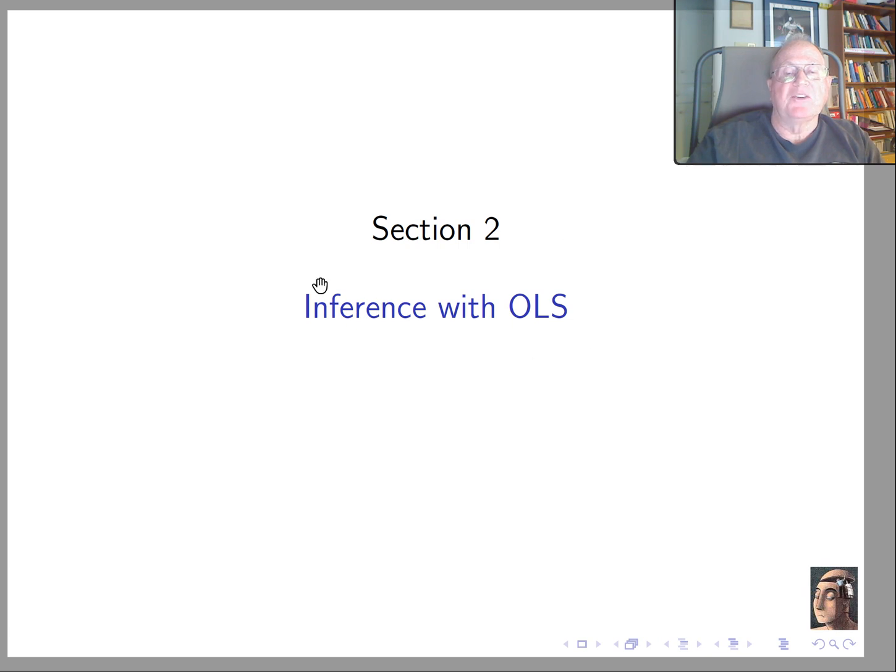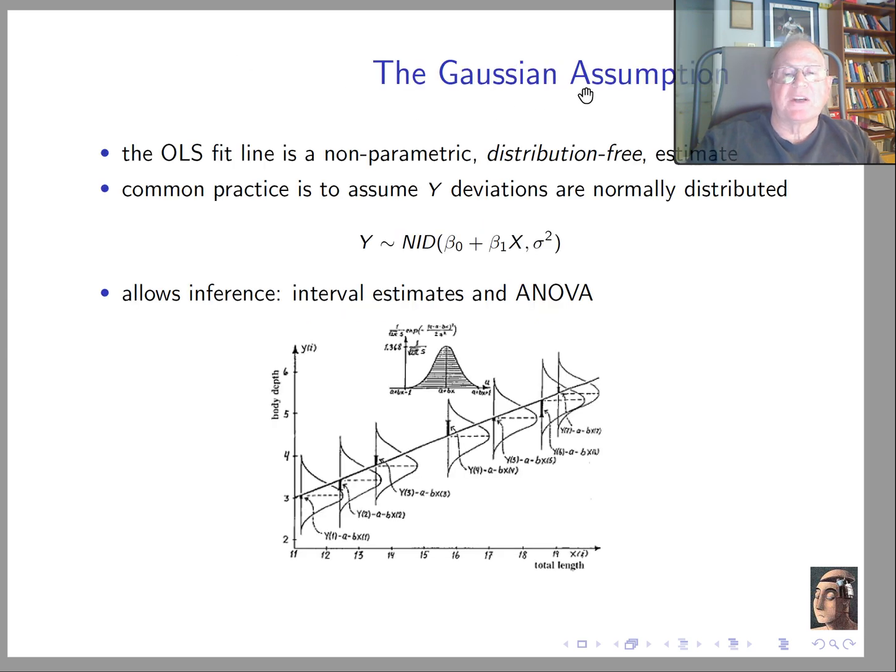What we need to do is some kind of inference, because thus far we really don't have anything that's statistical. So we're going to use a Gaussian assumption. The fit line is non-parametric. It's distribution free. All right, and so we need to have a distribution. Common practice says assume the y deviations are normally and independently distributed.